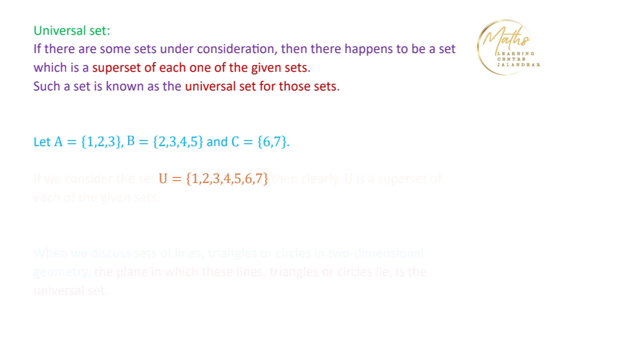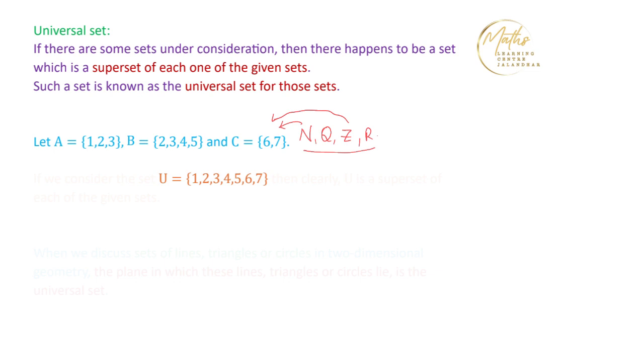Further, suppose I am talking about the set N of natural numbers. It is also a universal set for these sets. If I am talking about the set of rational numbers, integers, real numbers, all these sets are universal sets for these sets.